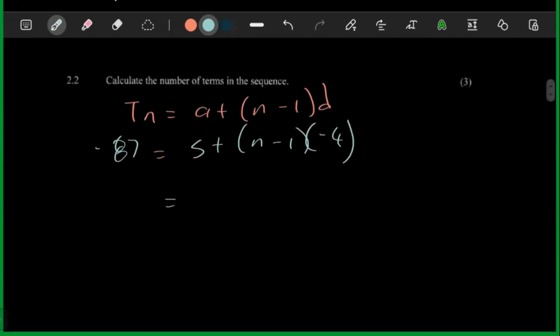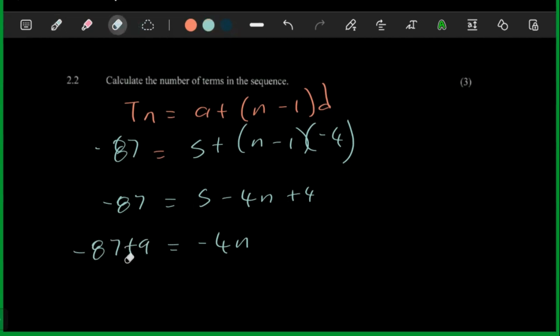So you just have to solve for n here. You multiply inside, you have -4n. You multiply inside, you have +4. -87 here. 5 plus 4 is 9. So you can take the 9 over to the other side. -87 plus the 9? No, you're going to minus the 9, my guy. You're going to subtract.